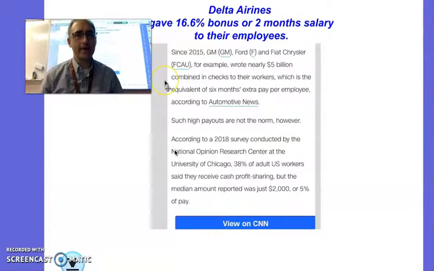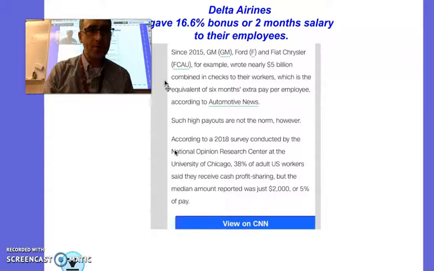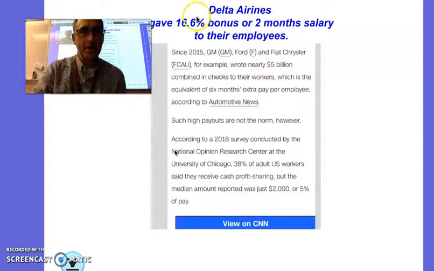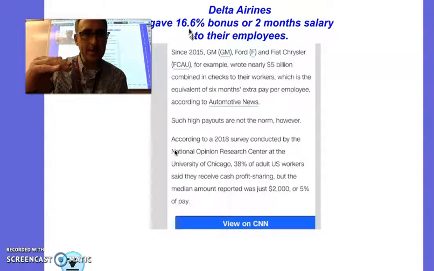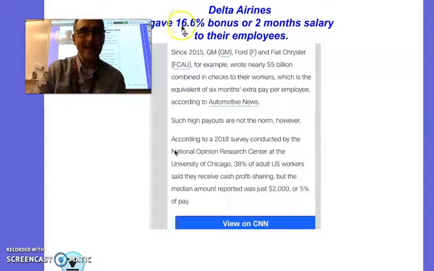Let's look at this real life example. This comes from 2018. Delta Airlines gave a 16.6% bonus of basically 2 months' salary to all their employees. This here is an average, 16.6. You add up all the bonuses, divide by the number of employees. This is the average, the mean.